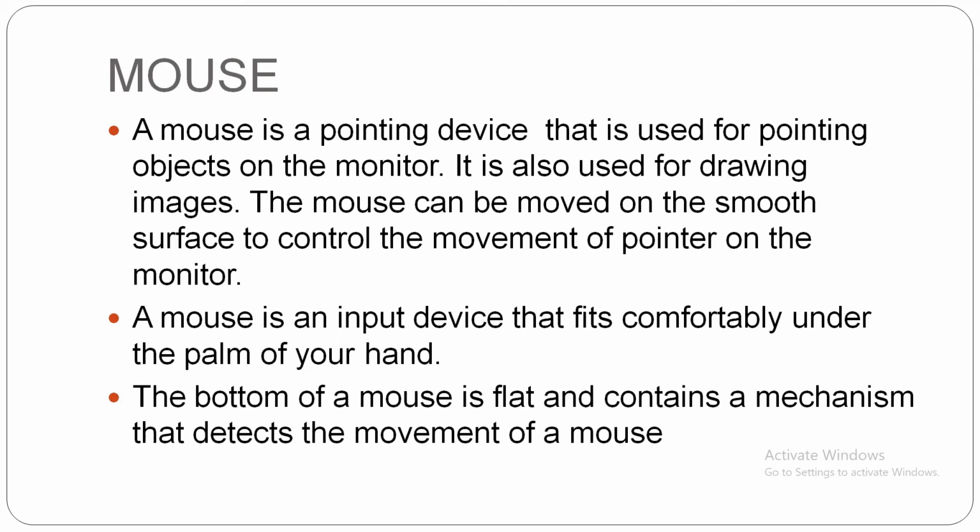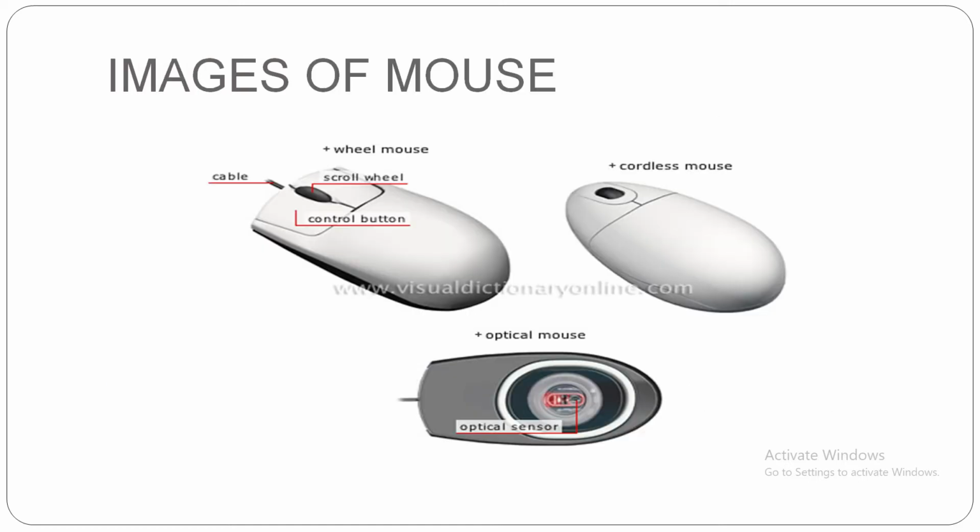Next is mouse. A mouse is a pointing device and is used for pointing objects on the monitor. It is also used for drawing images. The mouse can be moved on the smooth surface to control the movement of pointer on the monitor. A mouse is an input device that fits comfortably under the palm of your hand. Here are the various images of mouse.